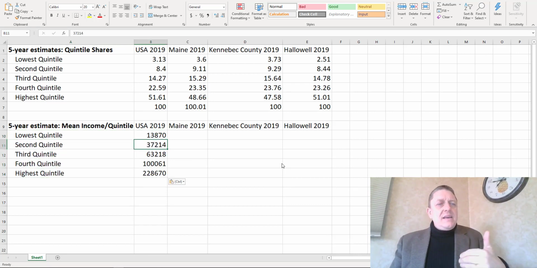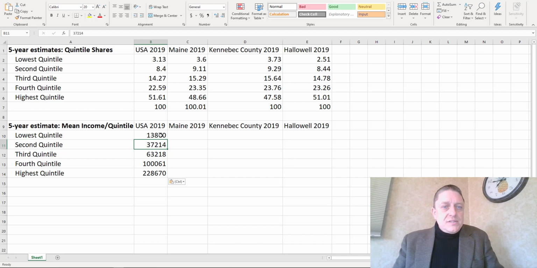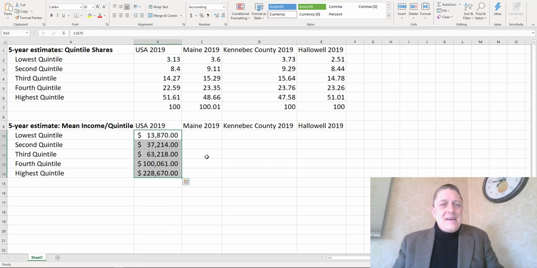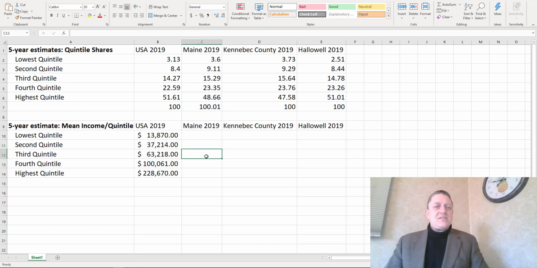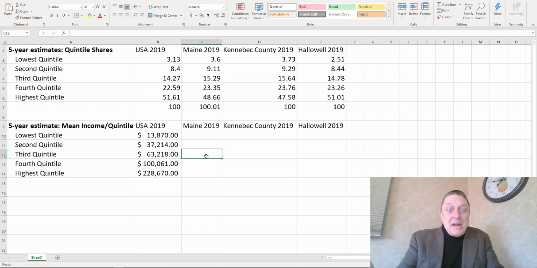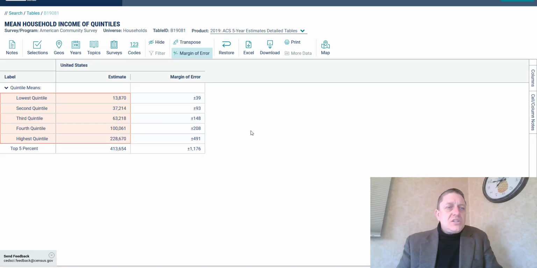So these are dollar values. So I'm going to actually select them, and I'm going to put the little dollar sign next to them to help me remember what these units are. And then I'm going to say, let's compare these quintiles to what's going on in the state of Maine. So how do I do that?